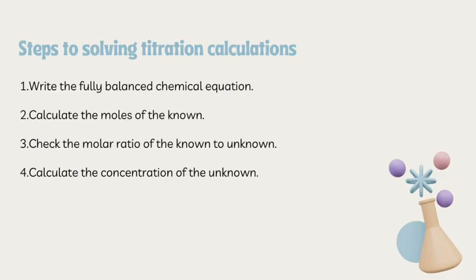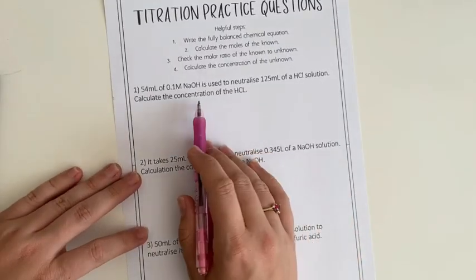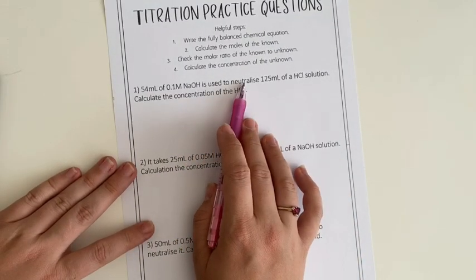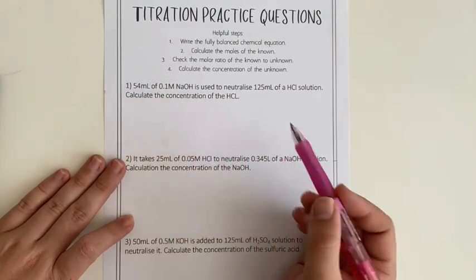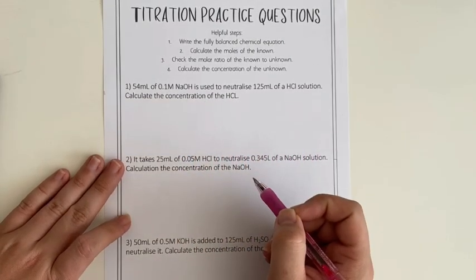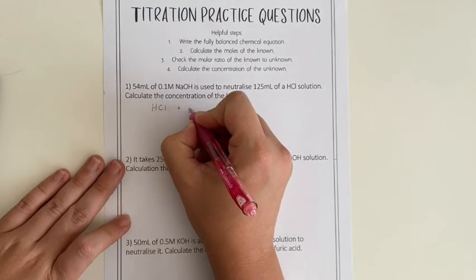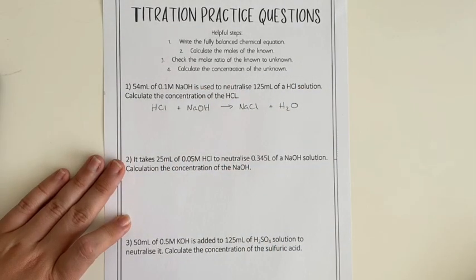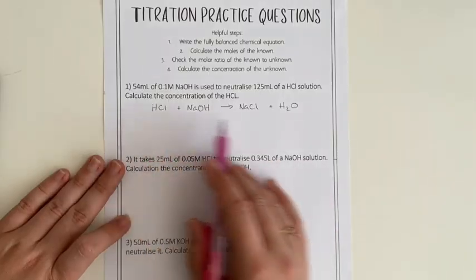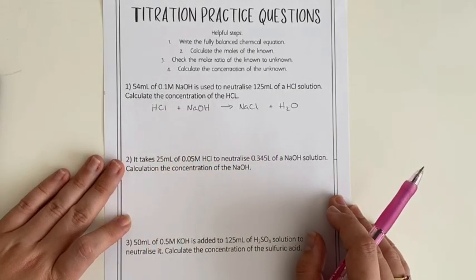Regardless of whether it's a titration or not, the number one rule is always to write the fully balanced chemical equation. So in this question, I've got a neutralization reaction. I have hydrochloric acid and sodium hydroxide, so I'm going to write out the chemical equation for that. In this particular example, that equation is already balanced.